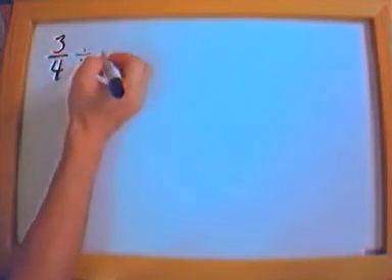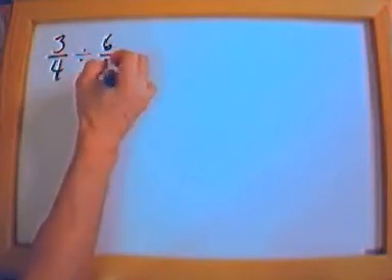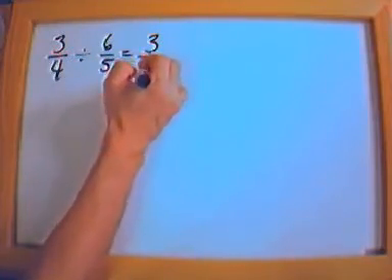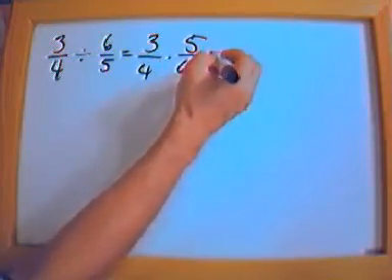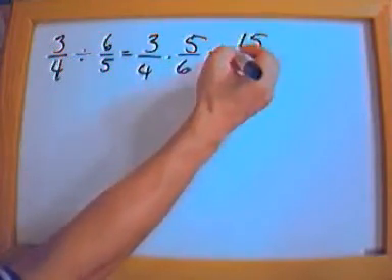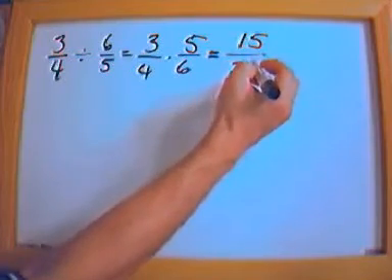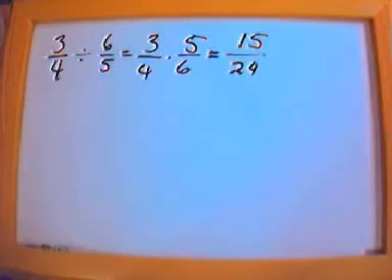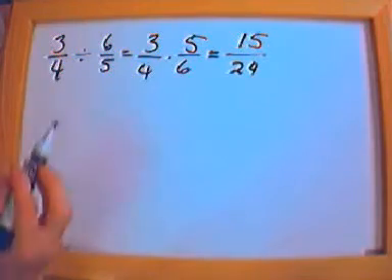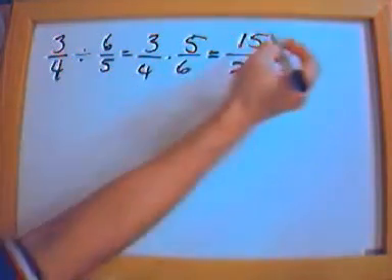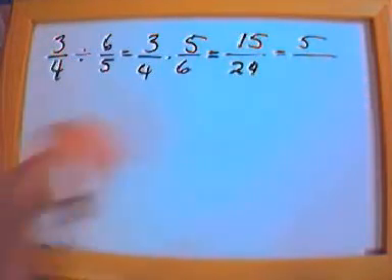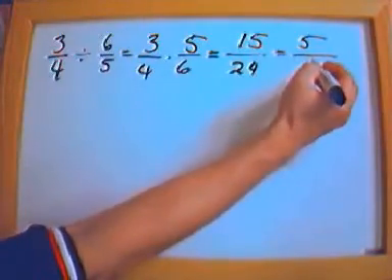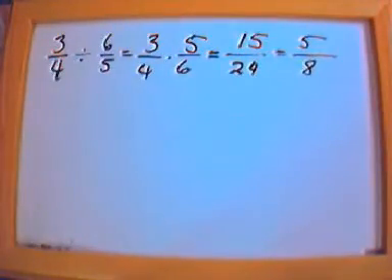3/4 divided by 6/5. So that equals 3/4 times 5/6. All we do is flip it. This equals 3 times 5 is 15. 6 times 4 is 24. And we see if we can simplify that, and you notice that you can divide both of those by 3. 15 divided by 3 is 5. And 24 divided by 3 is 8. The answer is 5/8. And that's it for that one.